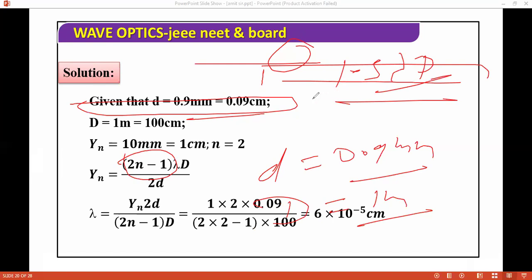So 1.5 lambda D by d is equal to y. From here, you can put in all the information given in the question, solve the values, and you will get the answer.